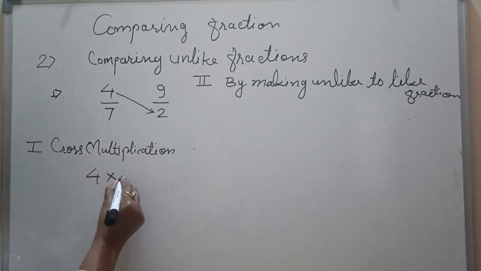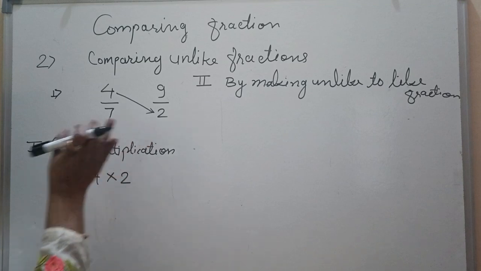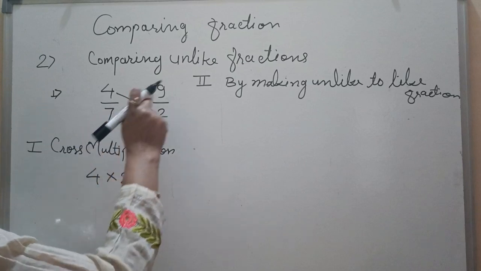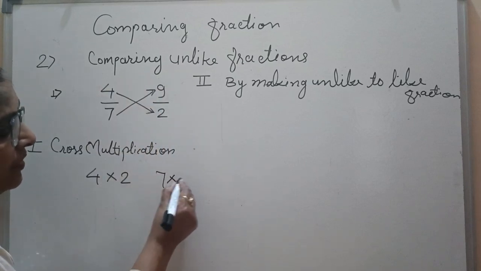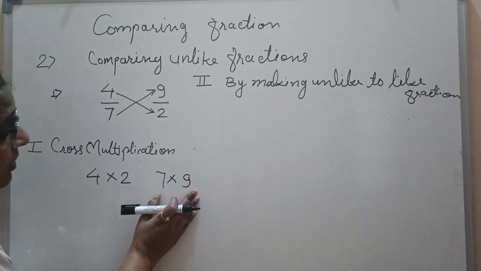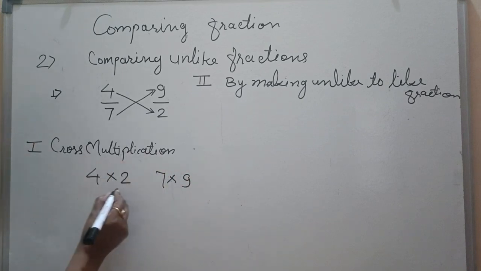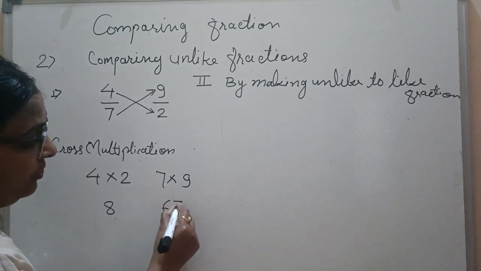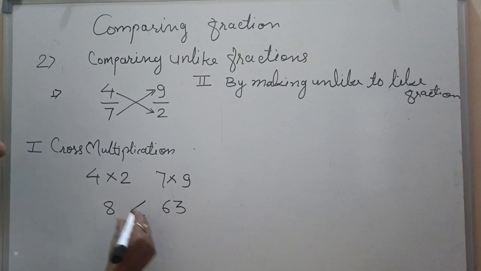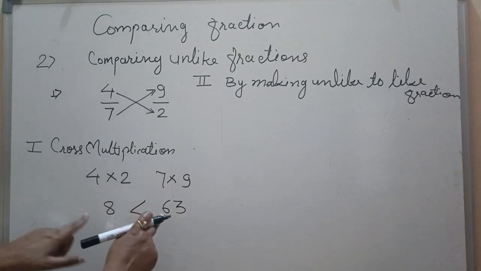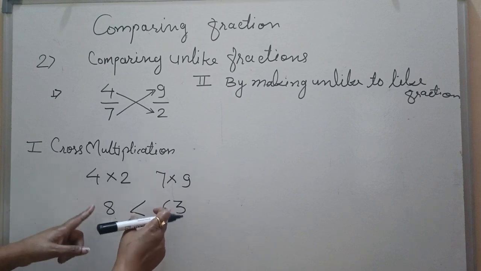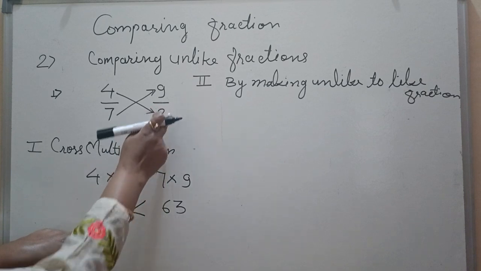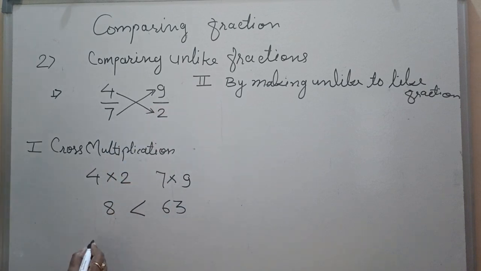So 4 into 2, you have to write this product on the left hand side. And next you multiply 7 into 9. This you have to write on the right hand side. Now 4 into 2 is 8. 7 into 9 is 63. Which is greater? 63 is greater, and that is the right hand side. Which fraction is greater? 9 by 2 is greater.